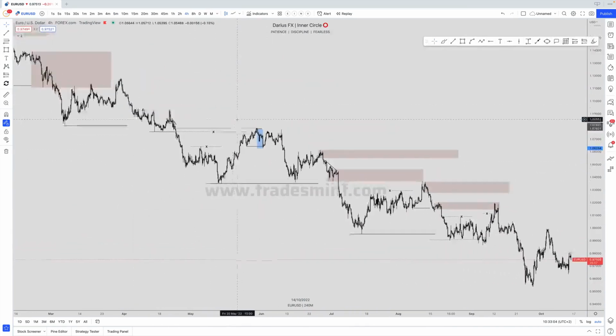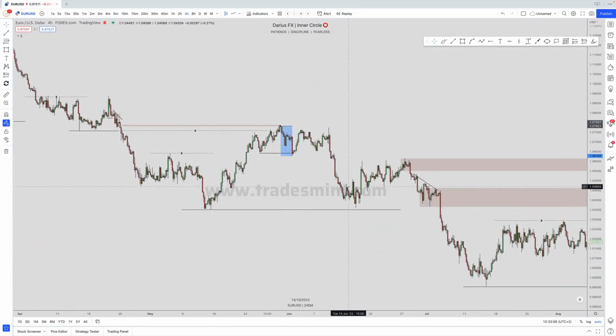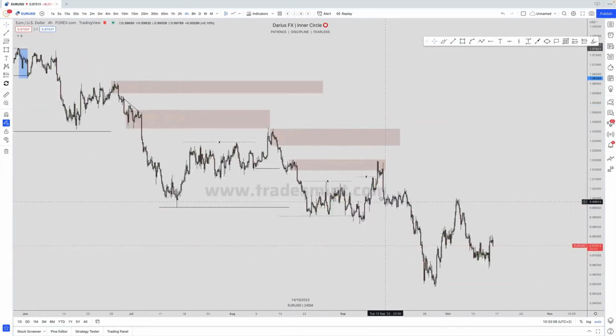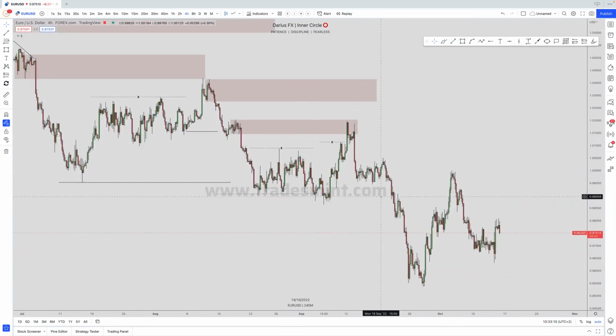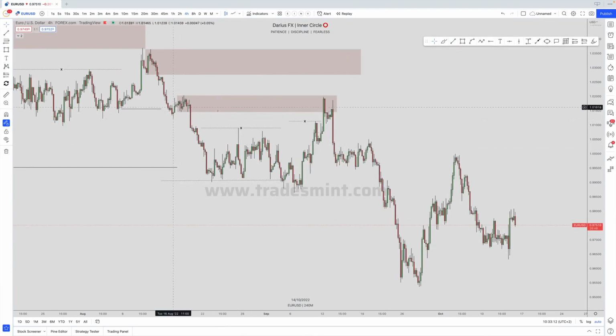And look at this, if you are at the right point, you could really hold this trade for a very, very long time period. Yeah, let's just have a look at this example. So that was our daily. Here, 4 hours, look at this.